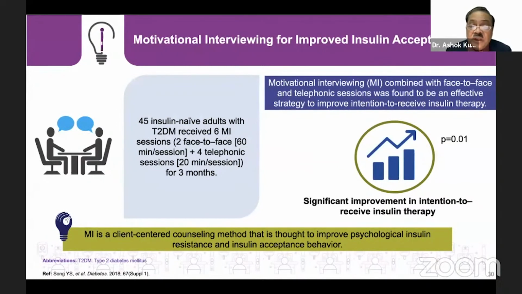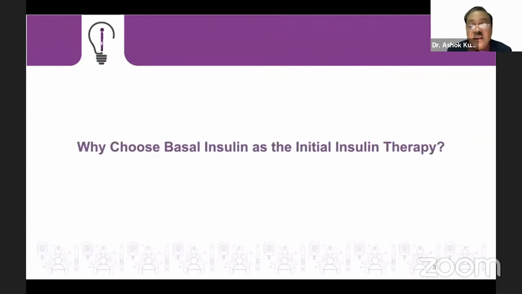Now we have motivational interviewing. What is motivational interviewing? Motivational interviewing is a client-oriented, here a person-with-diabetes-oriented, counseling method that is thought to improve psychological insulin resistance, insulin acceptance, and behavior. Now, 45 insulin-naive patients with type 2 diabetes received 6 motivational interview sessions, and the results were significant. So MI combined with face-to-face is a great way of imparting this.